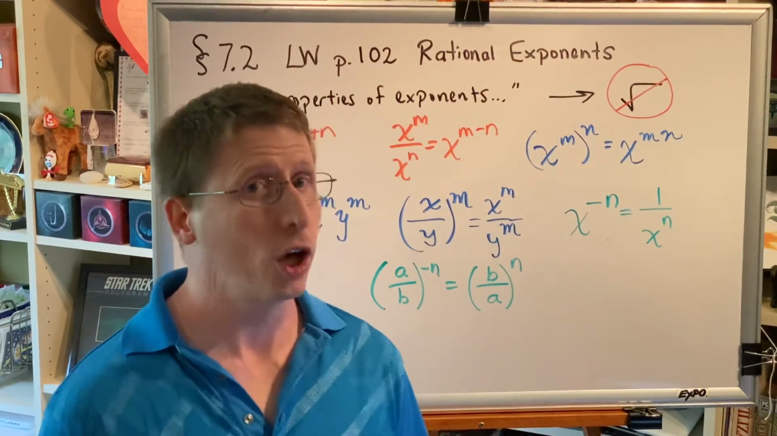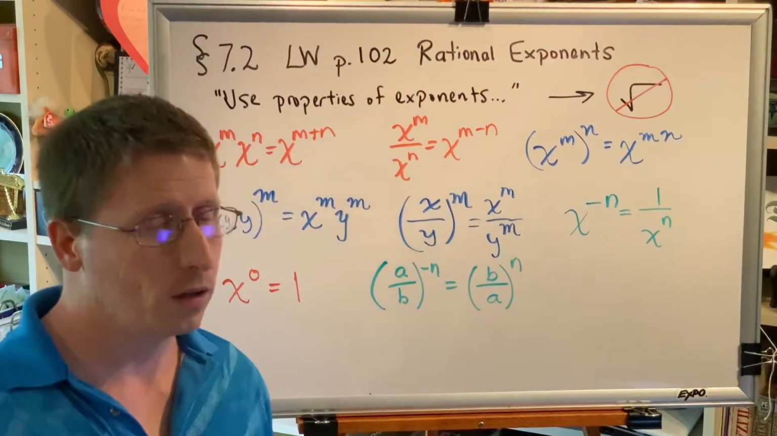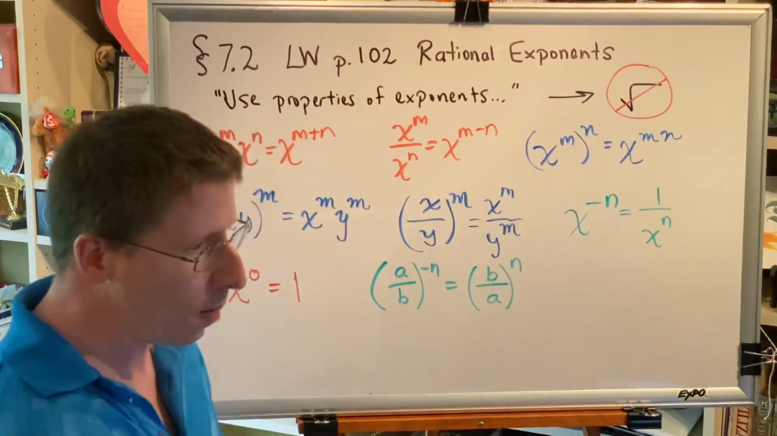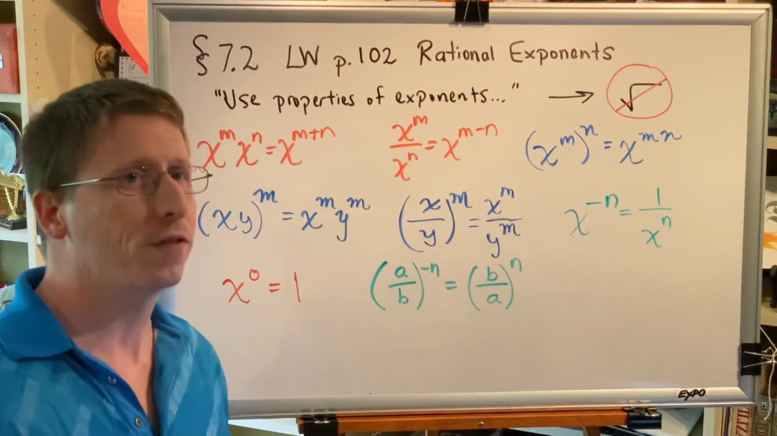These rules have been color-coded. You might have noticed the red, the blue, and the green. The red rules all have something in common. They reduce the number of exponential expressions by 1 as you move from left to right.